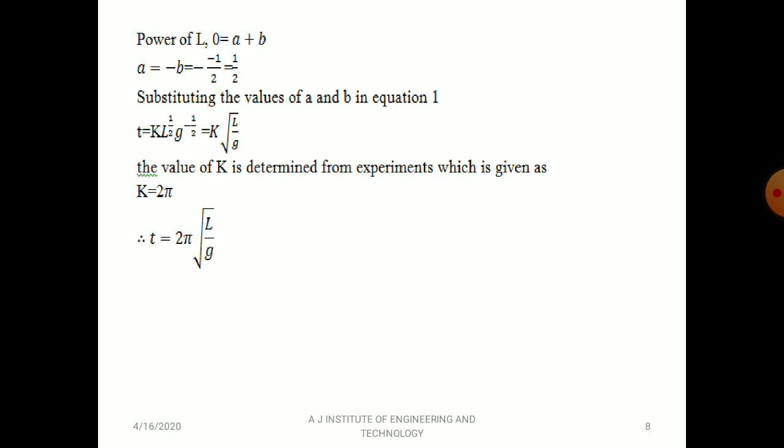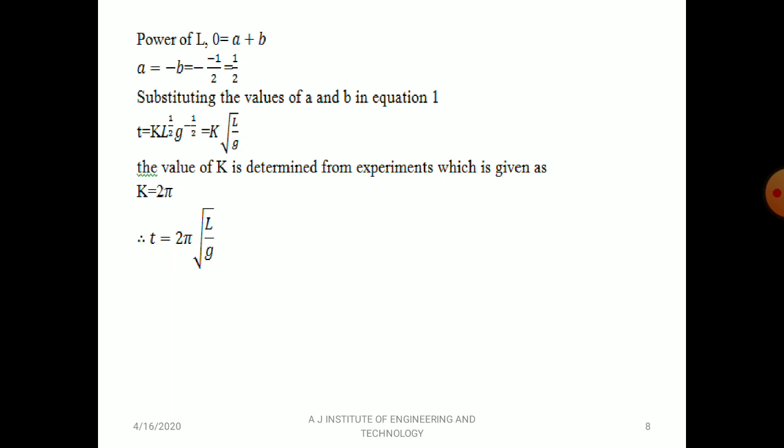That is equal to k into square root of L by g, because we can rearrange the expression t equal to k L to the power 1 by 2 g to the power minus 1 by 2 as t equal to k L to the power 1 by 2 over denominator g to the power 1 by 2, because when g to the power minus 1 by 2 goes to the denominator, it becomes g to the power 1 by 2. So power 1 by 2 means it is a square root. So you can get the expression for time period as t equal to k into square root of L by g, or L by g to the power 1 by 2.